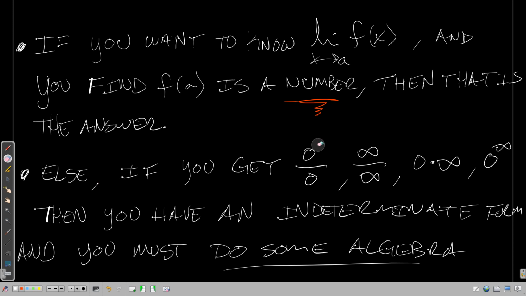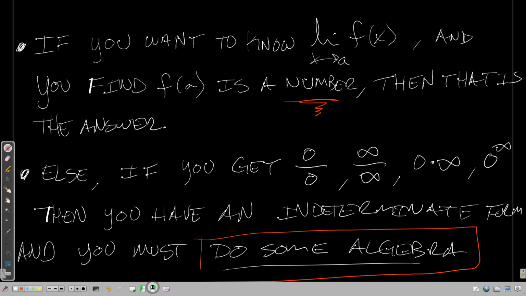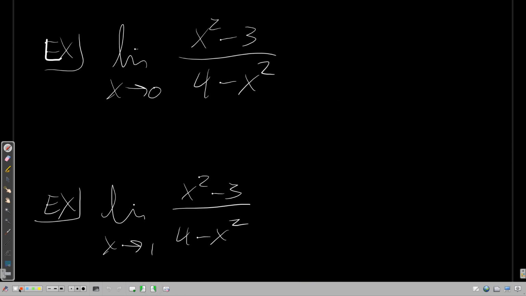Otherwise, you won't get a number there. You'll get some kind of indeterminate form. And if you get an indeterminate form, then you must do some algebra. So I have 2 examples to look at.